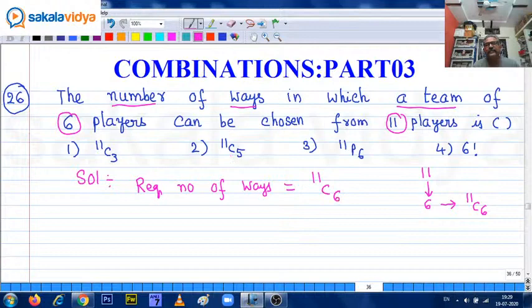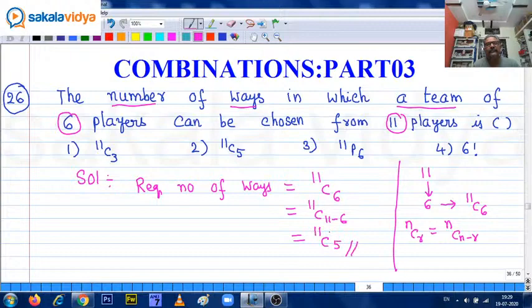So we have one important formula. nCr equals nC(n minus r). This we can write 11C(11 minus 6). 11C6 is same as 11C5. That means second option is the right option. But 11C6 is not there in the options, so we need to apply this formula, nCr equals nC(n minus r), so that we get 11C5 is the right answer.